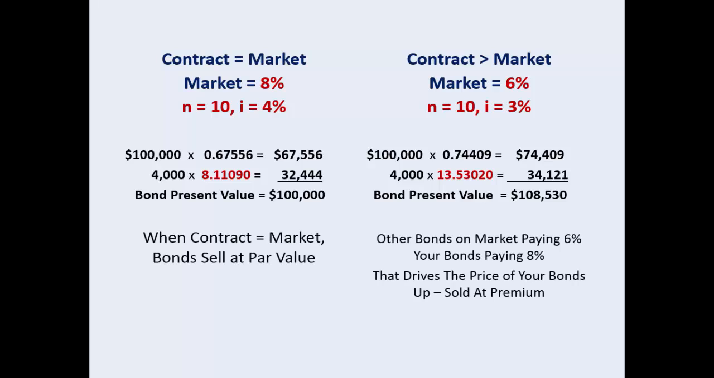Contract equals market, bond sells at par. If other bonds on the market are paying 6, but you're paying 8, that's going to drive the price of your bond up. It's sold at a premium. It's the best way to remember it.